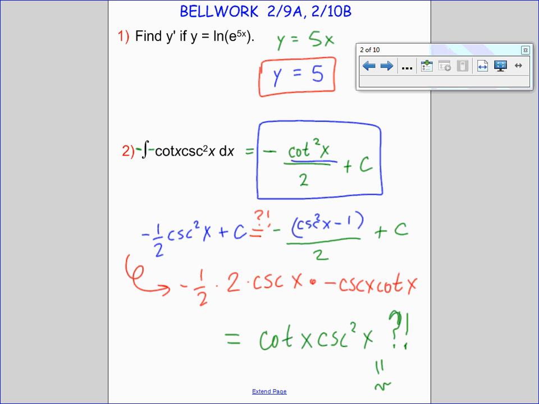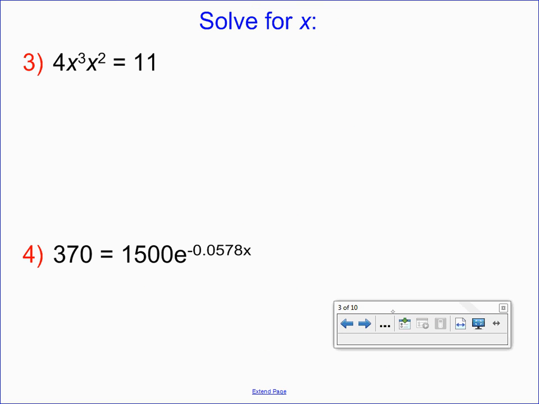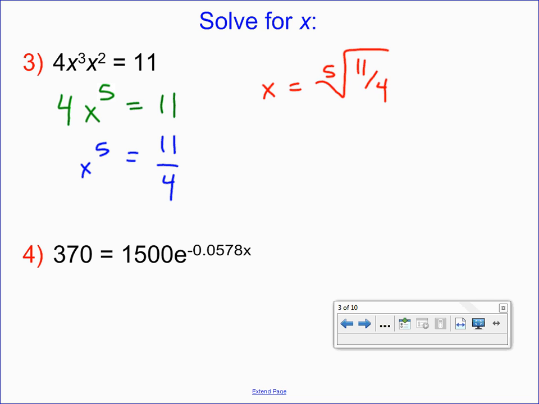Then let's switch gears and get ready for today's exploration into the realm of differential equations, and exponential growth and decay. So can we solve number 3 for x? Absolutely. It's very different than solving number 4 for x. In number 3, we've got a power function, and so we can rewrite this using our properties of exponents. This would be 4x to the 5th equals 11. So x to the 5th would equal 11/4, and so x must be given by the 5th root of 11/4.